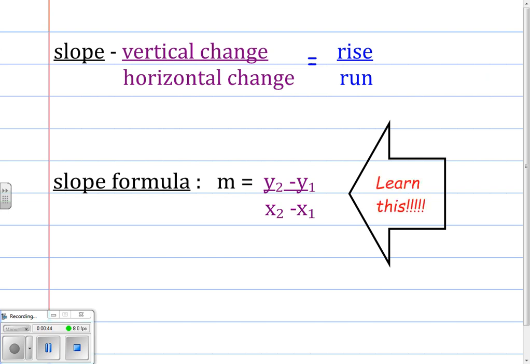The slope formula is written there for you, y sub 2 minus y sub 1 over x sub 2 minus x sub 1. Make sure you write that down and can reference it as needed.